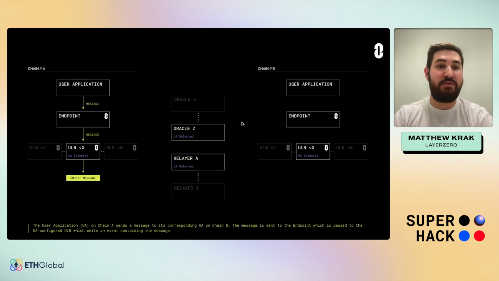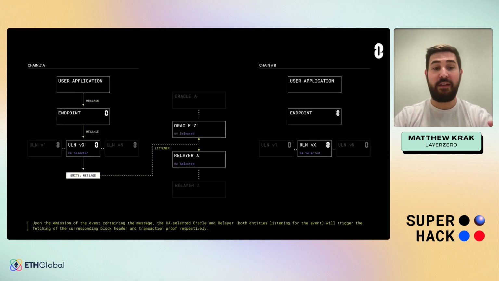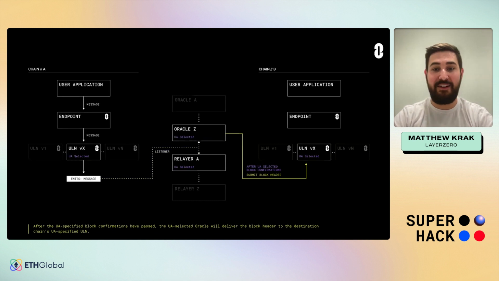Walking through a little bit of a user flow, you would send a message from your application, which would be read by the endpoint and forwarded along to your message library of choice. We would emit that message off-chain, and our Oracle or Relayer would be listening. You, as an app developer, could run your own Relayer or choose what Oracle or Relayer pairing you want to use. And the important part here is that these are two independent entities. You would not have to rely on a single configuration of an off-chain entity in order to ensure that your message was going to be passed along.